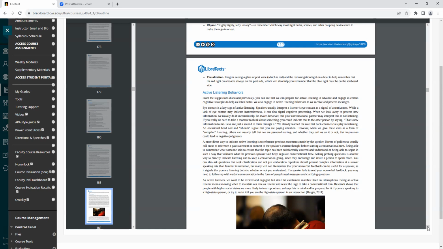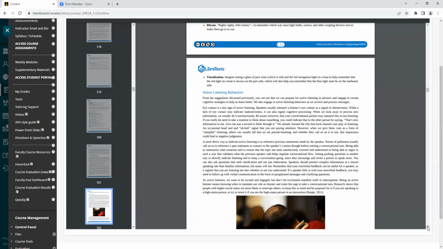Eye contact is a key sign of active listening. Speakers usually interpret a listener's eye contact as a signal of attentiveness. While a lack of eye contact may indicate inattentiveness, it can also signal cognitive processing. When we look away to process new information, we usually do it unconsciously. Be aware, however, that your conversational partner may interpret this as not listening. If you really do need to take a moment to think about something, you could indicate that to the other person by saying, "That's new information to me. Give me just a second to think about it."